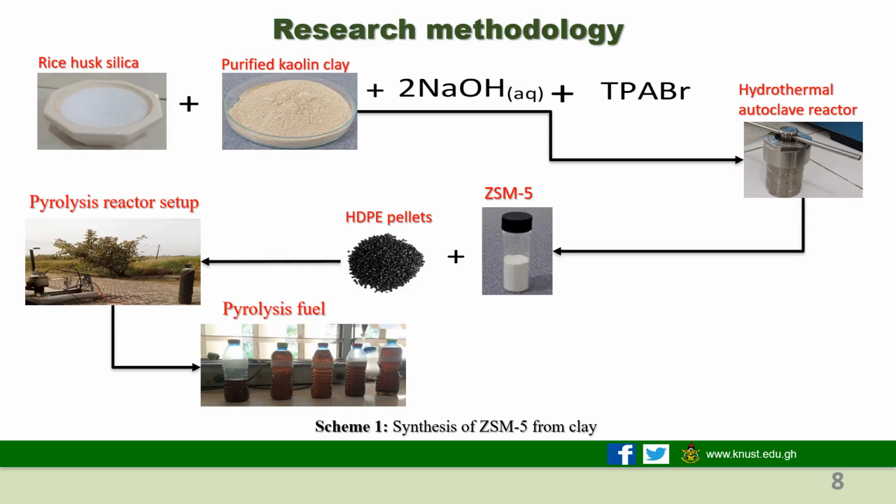They were then subjected to characterization techniques to determine whether ZSM5 had actually been produced. The successful ZSM5 that was produced was in the ZCS2 sample, and this was divided into 2 variants, sodium ZSM5 and hydrogen ZSM5, and they were combined with high-density polyethylene pellets and used for pyrolysis to obtain the pyrolysis fuel.